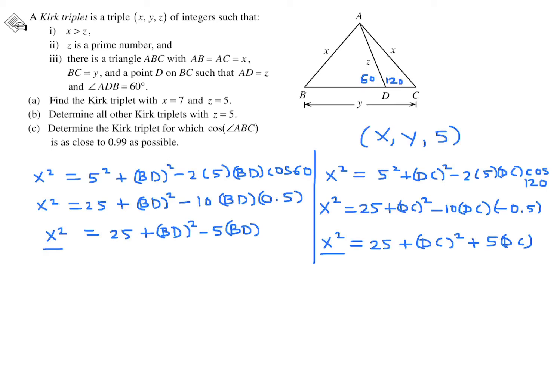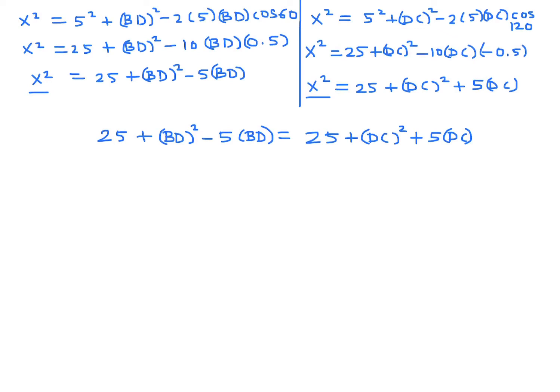Well, the good news is I've got two expressions for x squared, and therefore they must be equal to each other. So that means that 25 plus BD squared minus 5 times BD is equal to 25 plus DC squared plus 5 DC. Now, at this point, the 25s go, and this just leaves me with BD squared minus 5 BD is equal to DC squared plus 5 DC. Unfortunately, that doesn't help me solve for anything in terms of a numerical value, but it does give me a little bit of a relationship.